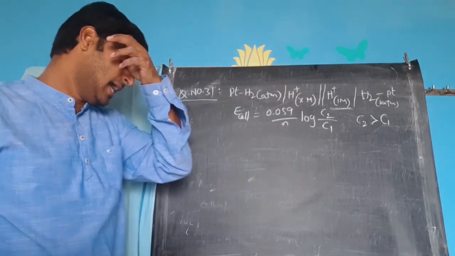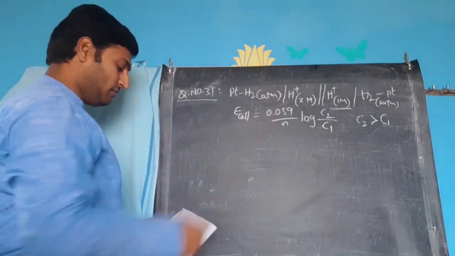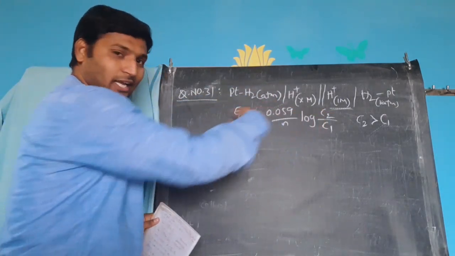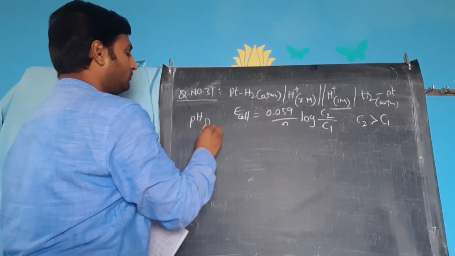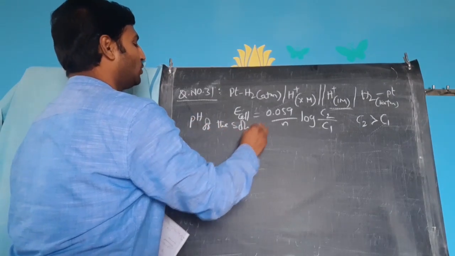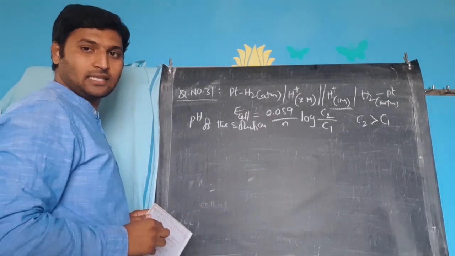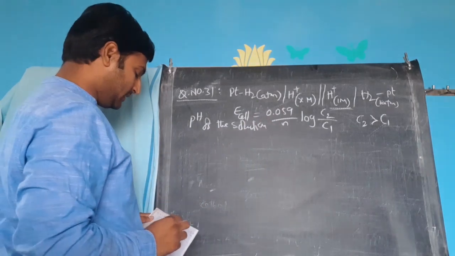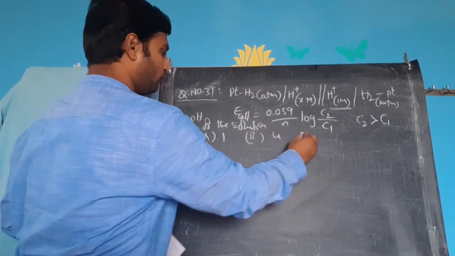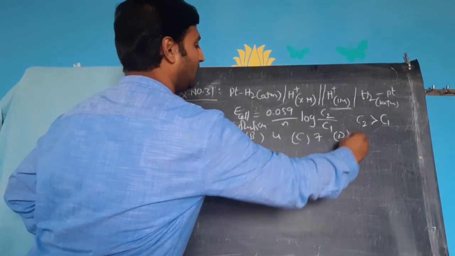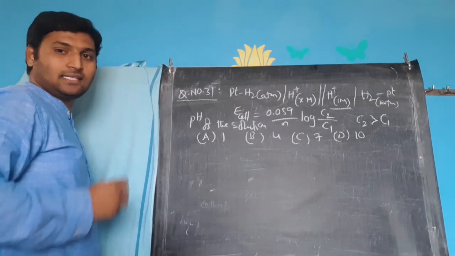Now what is he asking in the question? I gave you the background of the question. I already took the equation required also. Then what is he asking? He is asking you the pH of the solution in this cell, and the options he has given you are 1, 4, 7 and 10. Let us solve it now.